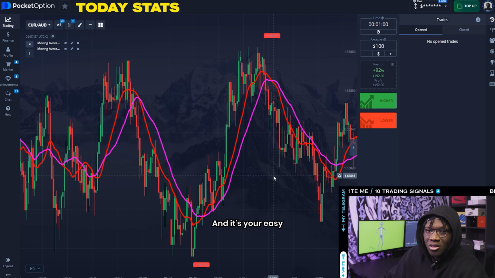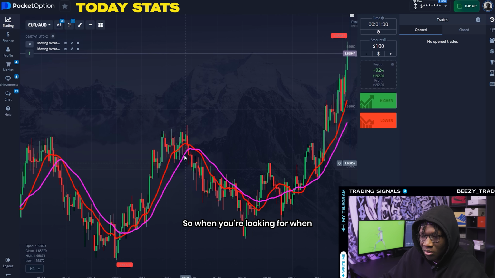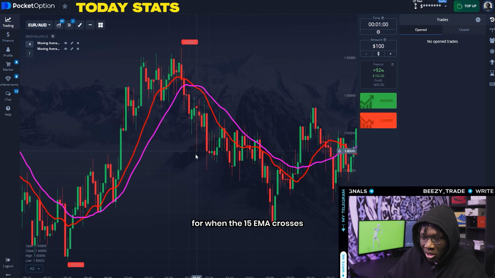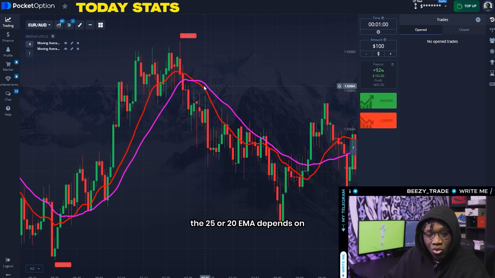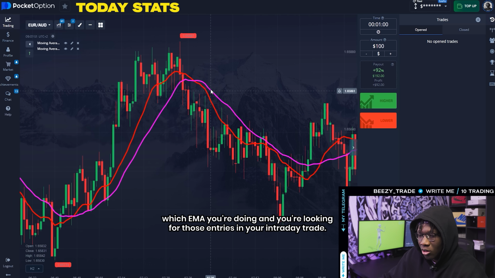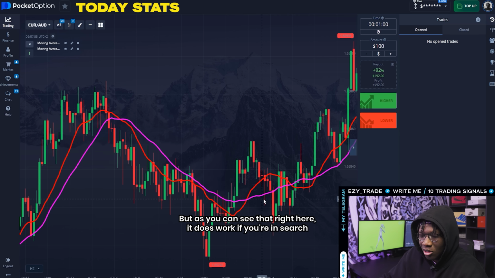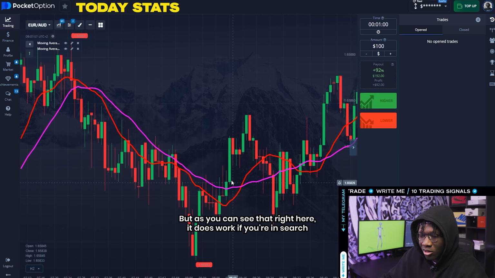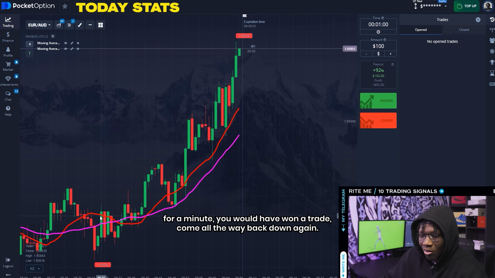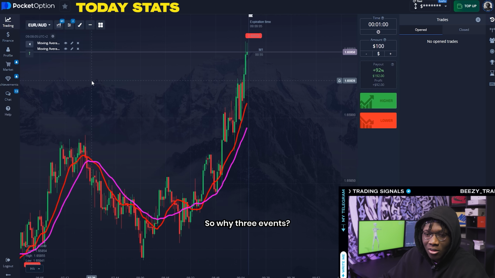And this is your easy moving average crossover. You're looking for when the 15 EMA crosses the 25 or 20 EMA, depending on which one you're using, and you're looking for those entries and entering the trade. As you can see, right here, it does work. If you had entered a trade for a minute, you would have won a trade. But you can see it come all the way back down again.